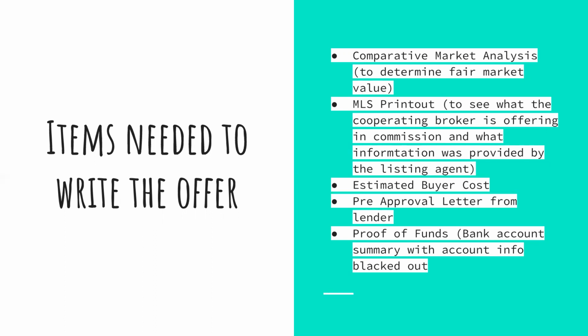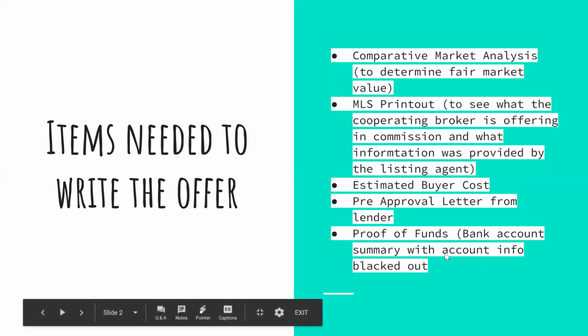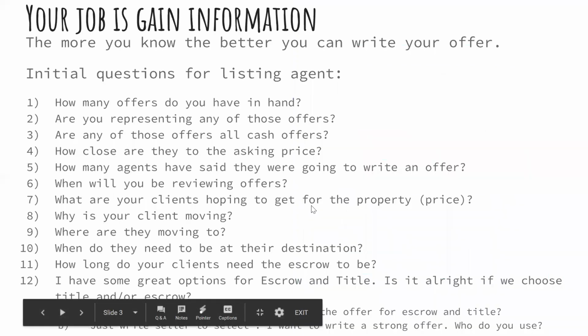Sometimes if the pre-approval letter says that it's up to 600, but we're purchasing at 575, they'll basically say that we can go up in our price, so they'll counter us back at a higher price. After that, proof of funds. This is going to be a bank account summary with the account info blacked out. You can use a screenshot on your phone. Make sure that the names are provided in there.